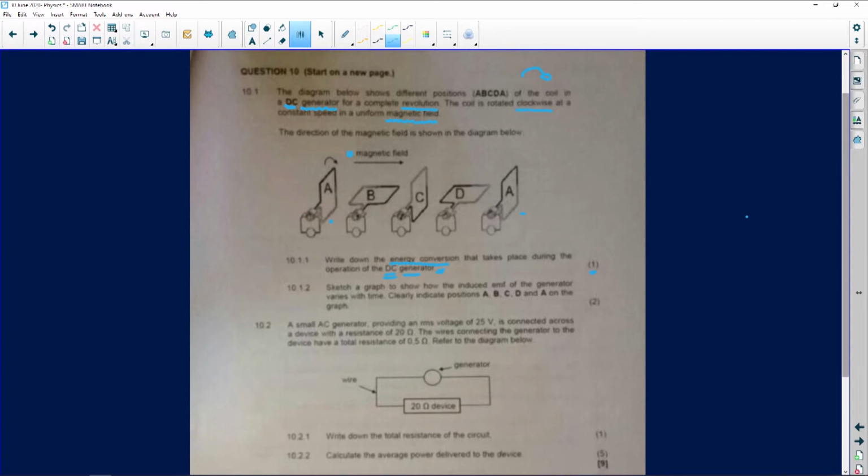Now it says we must sketch a graph to show how the induced EMF of the generator varies with time and clearly indicate A, B, C, D, and then A on the graph. Let me just take that off so that you can actually see if you are writing this down. Now, a very important word is sketch. Remember guys, if they say sketch something, it means a ruler and a sharp pencil. Please don't go freehand, it's not art class. We want to see consistency, right? We're all about having it neat so that the examiner can see that even though it's not drawn to scale, it looks neat and consistent. No freehand. You need to have a sharp pencil and a ruler.